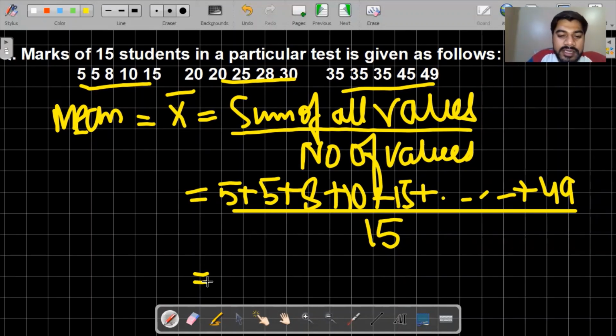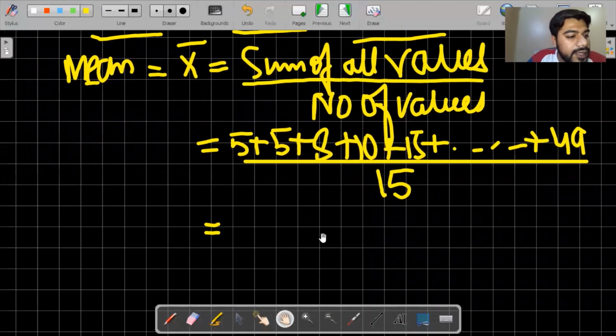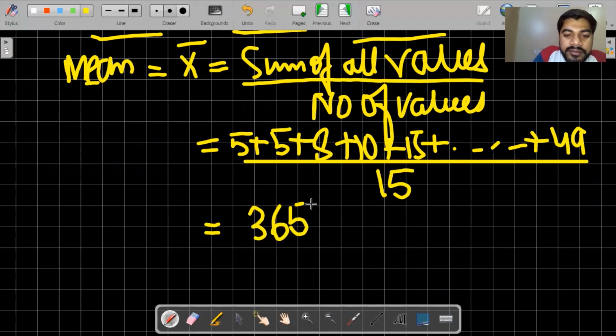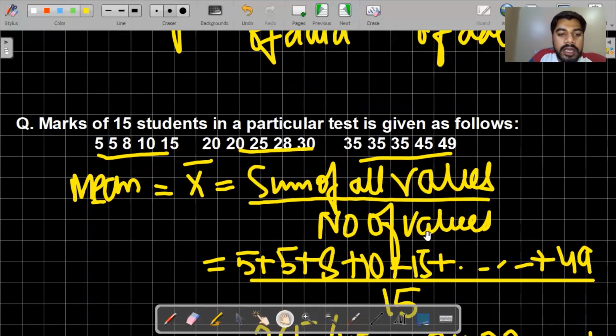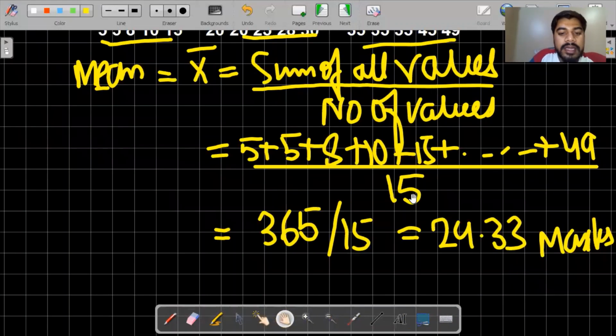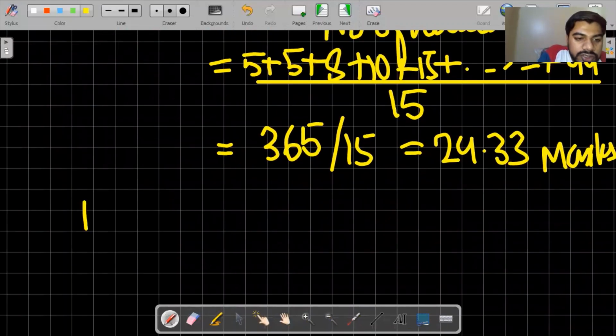So yeah, students, this comes out to be 365. So 365 divided by 15 gives you 24.33. So we can say the average mark of the class will be 24.33 marks. Now, coming towards mode, then range, and at last I will discuss median.